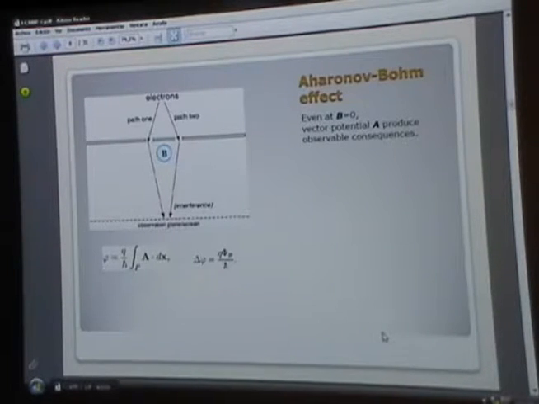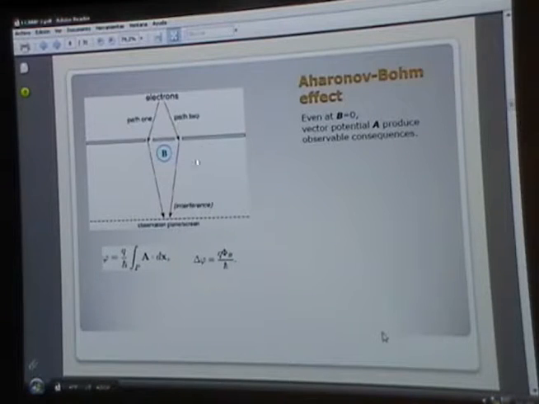Now what happens if we apply the magnetic field? This magnetic field acting on the electrons produces a particular effect known as the Aharonov-Bohm effect, which has the particular property that even when we have a zero magnetic field, the vector potential produces observable consequences.